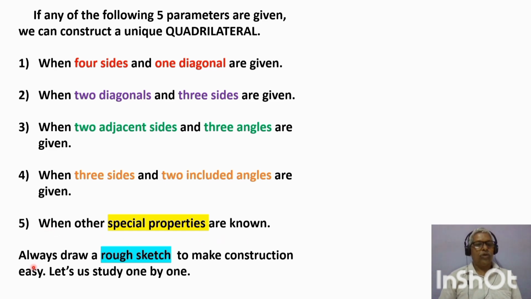In this case we will try to draw all of these one by one. But remember one comment here, always draw a rough sketch to make a construction easy. Let us study one by one, and before that let us study the general rules which we must follow for the construction purpose. So we move over towards the rules.